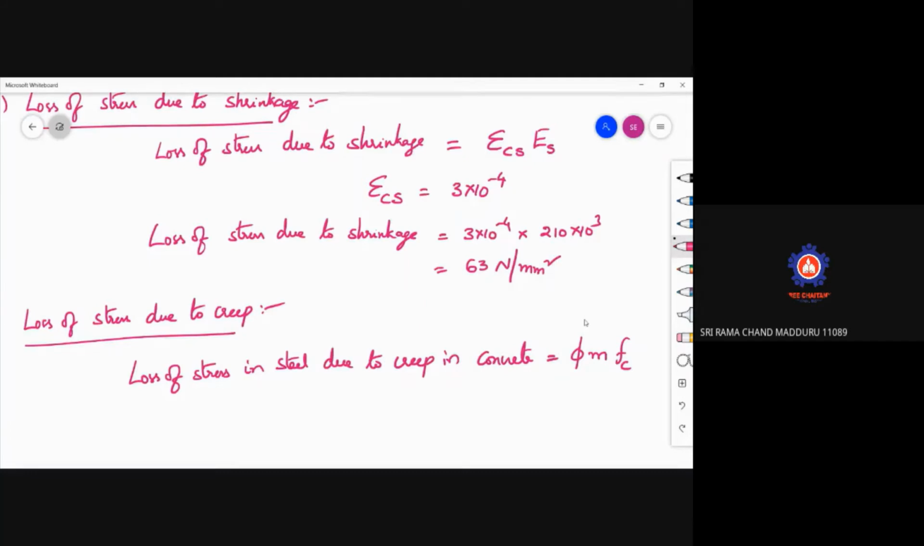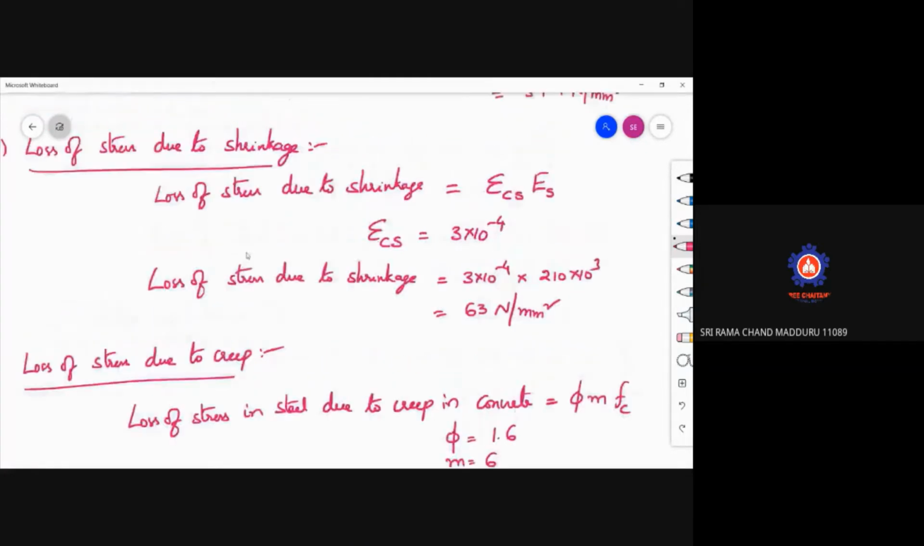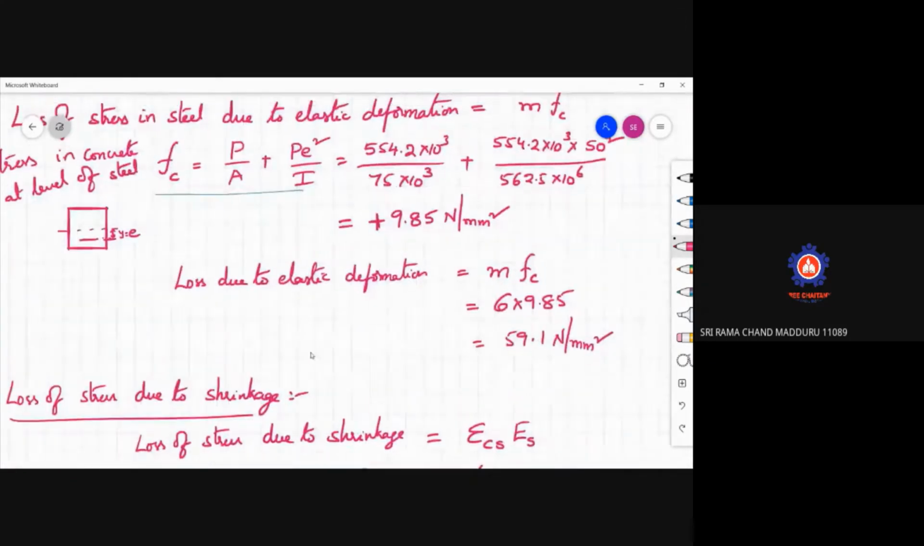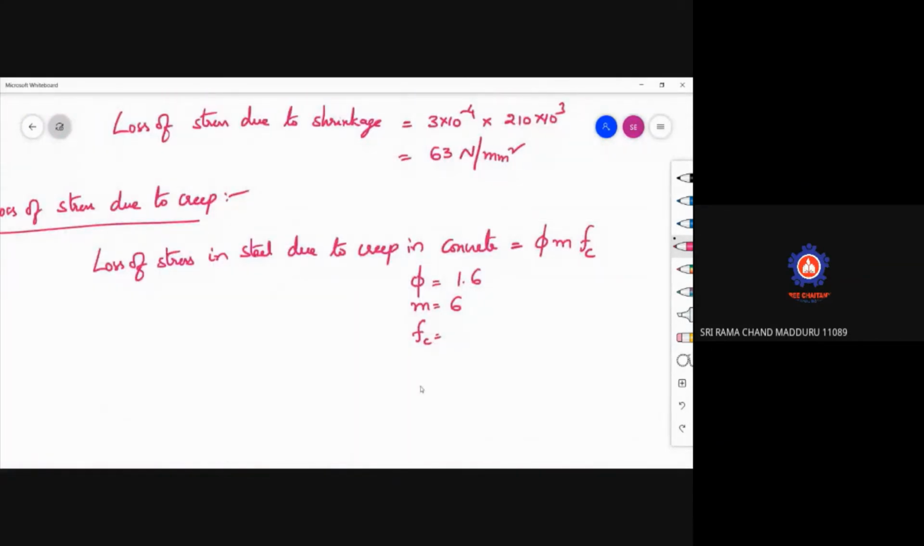So phi is equal to 1.6, which is given, m, the modular ratio, is 6, and fc is nothing but what we calculated in the previous step, the stress in concrete at the level of steel, which is plus 9.85 Newton per mm square. So the loss of stress in steel due to creep in concrete is 94.56 Newton per mm square.